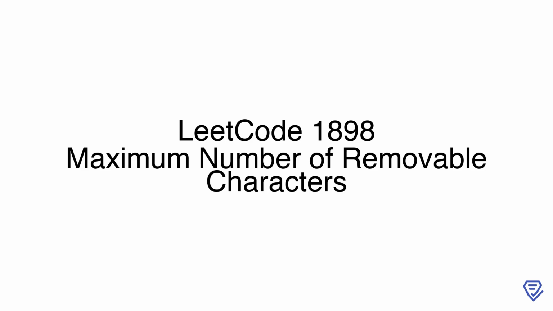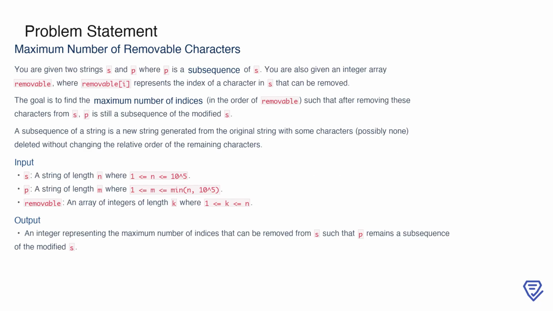Welcome to our walkthrough of LeetCode problem number 1898, maximum number of removable characters. In this session, we'll explore the problem, break down key concepts, and analyze efficient approaches to solve it. Let's get started. In this problem, we are given two strings, s and p.